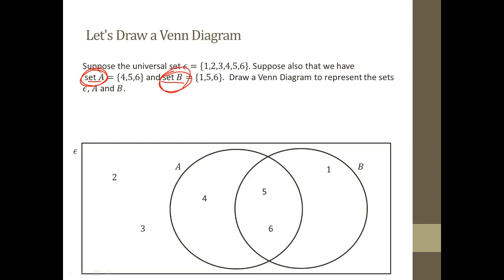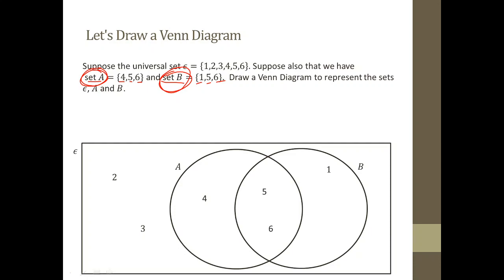So let's look at the elements in set A. It is 4, 5, 6. We have the elements 4, 5, 6 in set A over here. Now that's correct. Now let's look at the elements in set B: 1, 5, 6. Okay, that is correct.